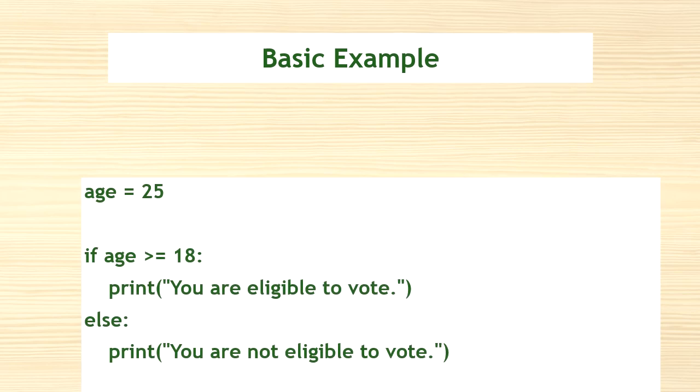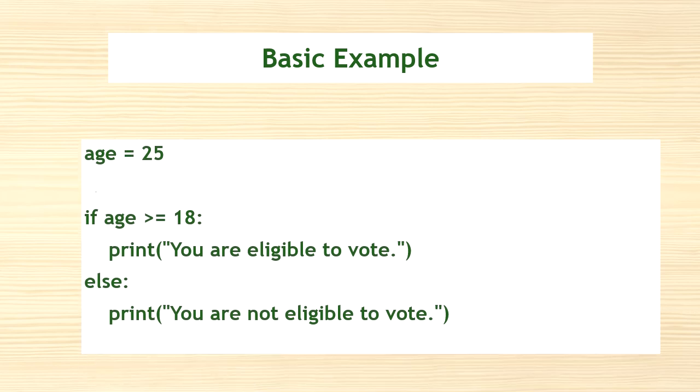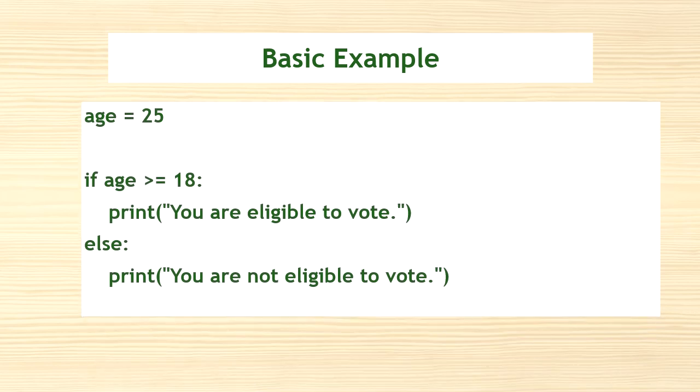For example, if the value of the variable age is greater than or equal to 18, then the code will show the message, "You are eligible to vote." If not, then it will show the message, "You need to be 18 to vote."